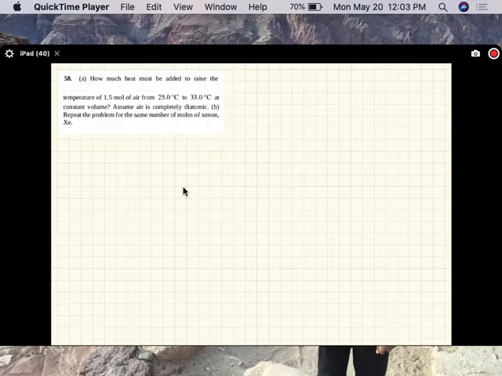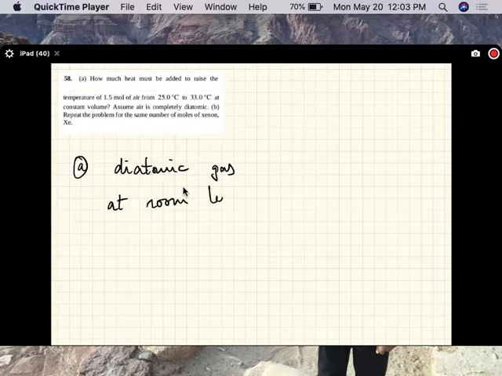So for part A, for a diatomic gas, the problem is at constant volume. For a diatomic molecule gas at around room temperature, CV is 5/2 R.